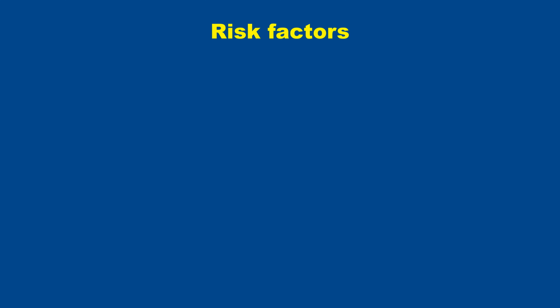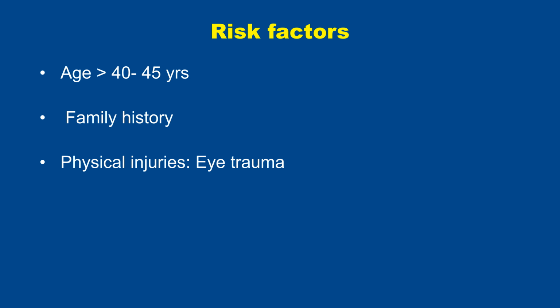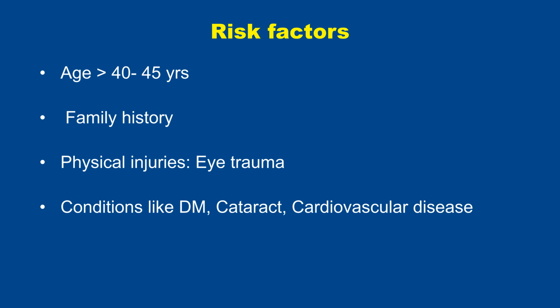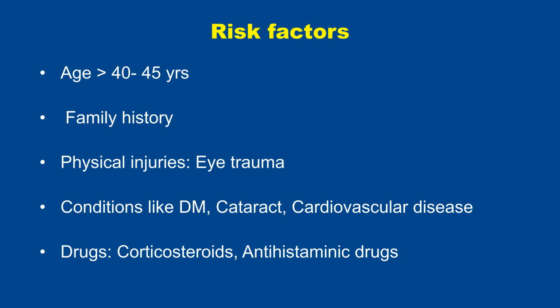Risk factors. People 40 to 45 years of age are more prone to glaucoma. Apart from this, there can also be a family history, or physical injury like eye trauma, or conditions like diabetes mellitus, cataract, and cardiovascular disease. Patients with this kind of disease are more prone to glaucoma. Apart from this, certain drug intake may precipitate glaucoma, that includes corticosteroids and antihistaminic drugs.